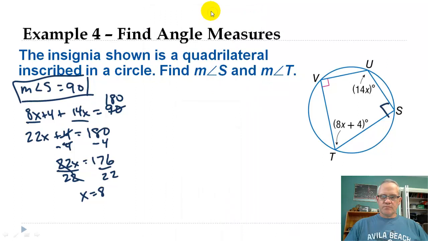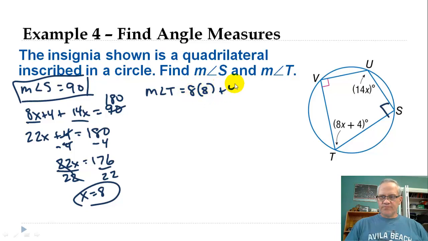Now, though, we're trying to find the measure of angle T, so if x is 8, we just plug it in here. The measure of angle T is 8 times 8 plus 4. 8 times 8 is 64, plus 4 is 68.